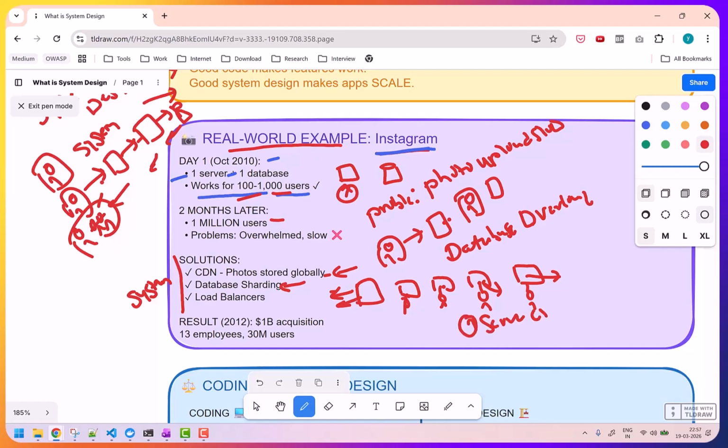Then the third problem they were facing is server crashes. That is also obvious, because the number of users had increased. So they brought a load balancer. A load balancer is the component responsible for distributing the load across the servers. So if a request comes, it forwards it to this server; the second request goes to this server; the third request goes to this server. It distributes the requests, and that's how it is solved.